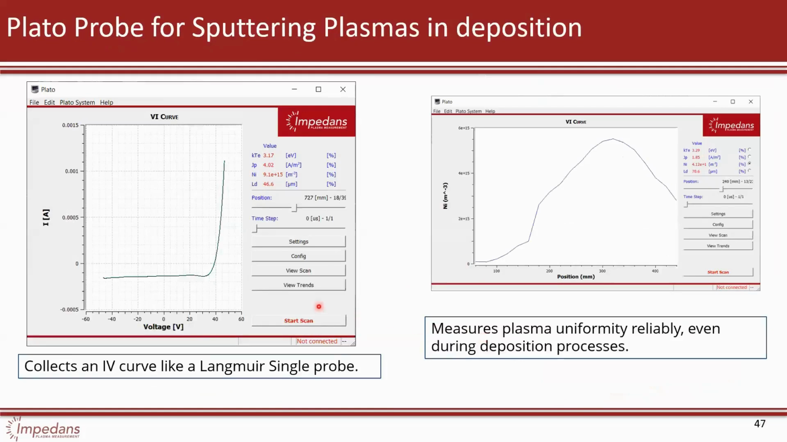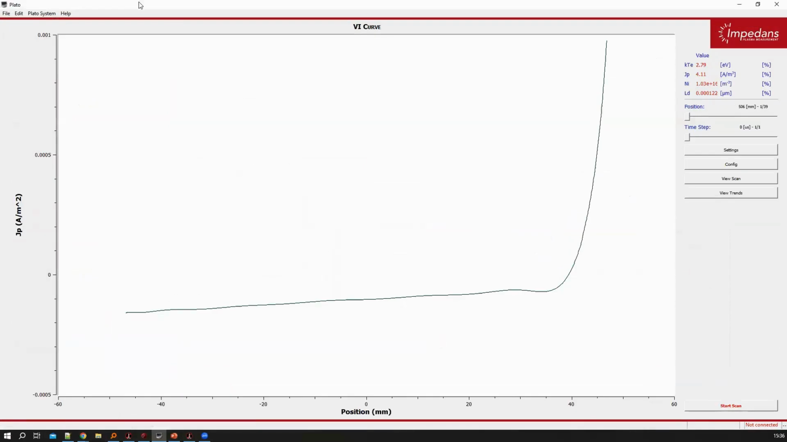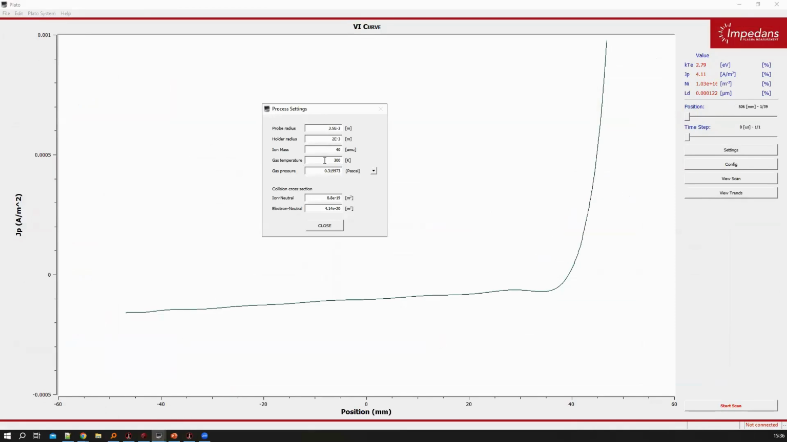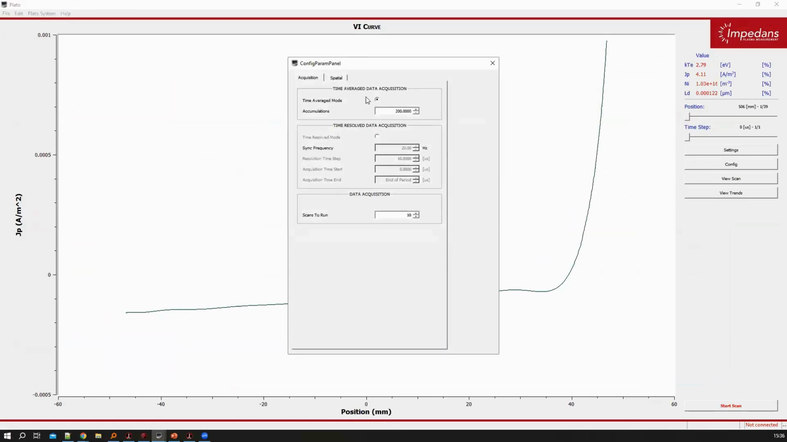Okay, so here's some data examples. I'll go to the software again just to show you in reality. This is the Plato software here. It's quite simple. You go to the settings and input your pressure, your temperature, your collision ratios, and the probe area. Then you go to configuration, and you either have time averaged or time resolved. In time resolved, you set the sync frequency, which is also picked up by the sensor, and the resolution, start time, and end time. And then it will give you a time resolved result.